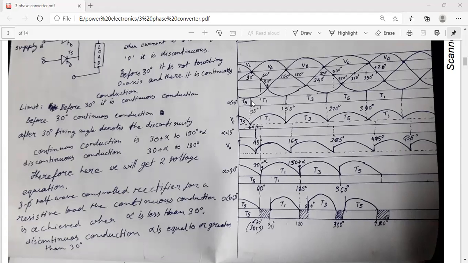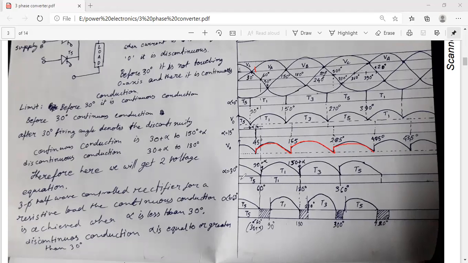That is, this is 30 degree. If it is 15 degree, like this portion, it will start from this side, and this way it will be continuous.